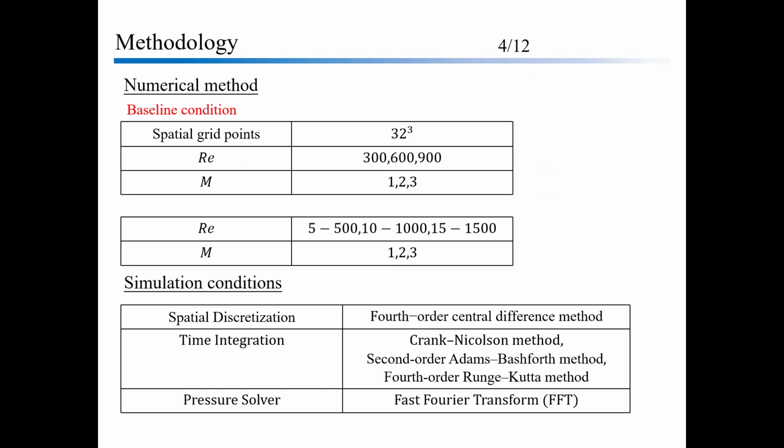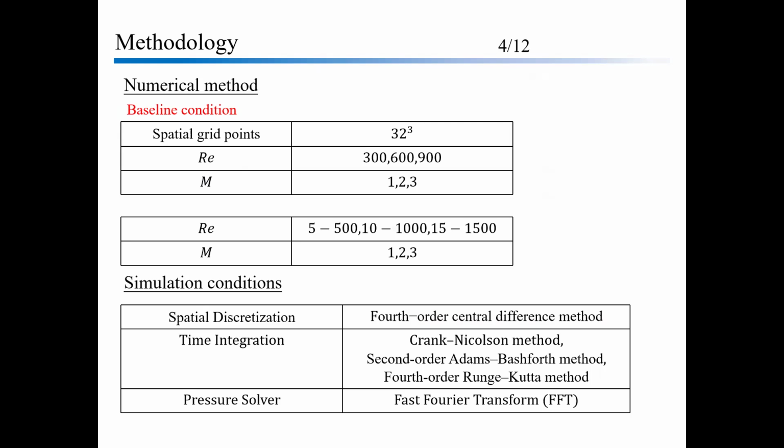The number of spectral grid points was set to 62. For the Reynolds number, the baseline conditions were set to 300, 600, and 900, for m equal 1, 2, and 3. Under these conditions, the values of the model constants were optimized and the time series data were output as described below. The Reynolds number range was 500, 1000, and 50, 100, 500, 1500 for m equal 1, 2, and 3.